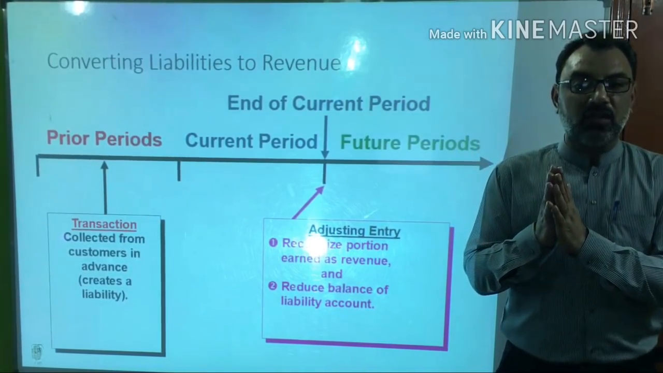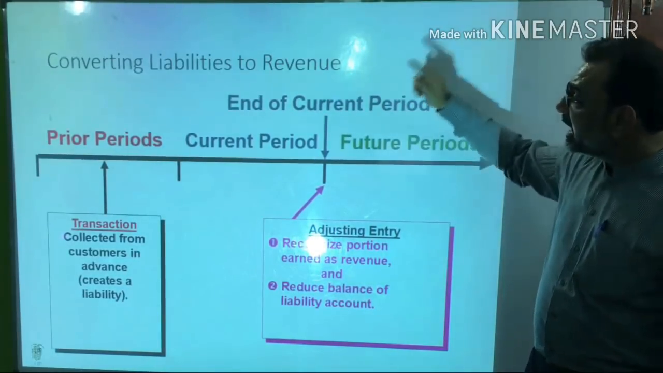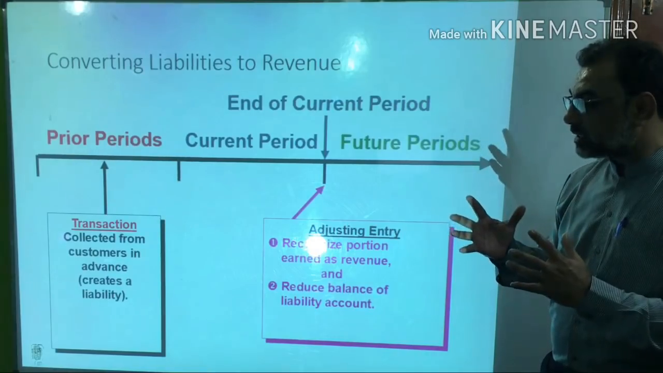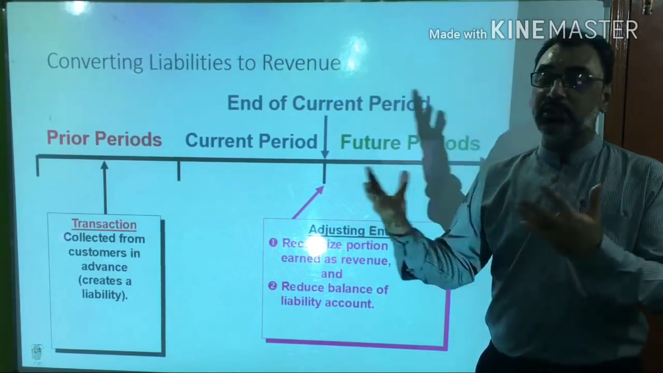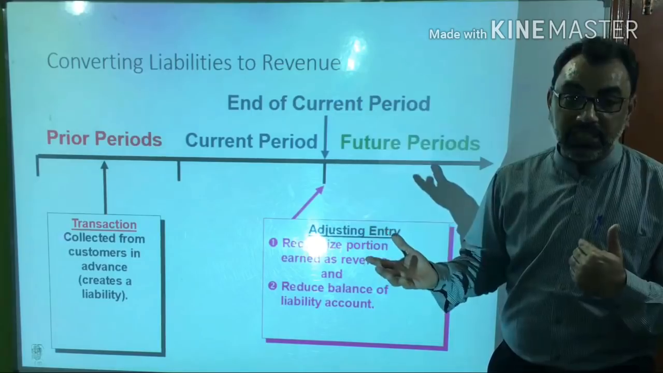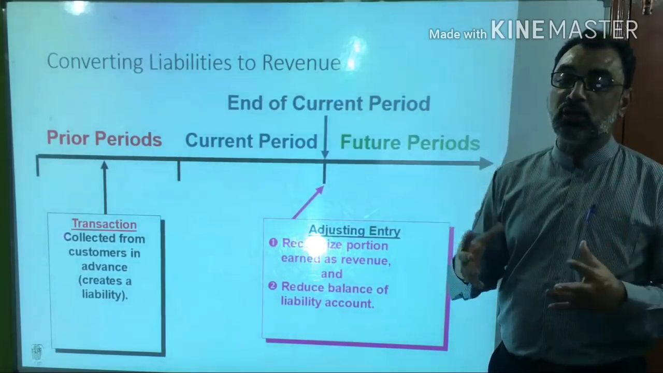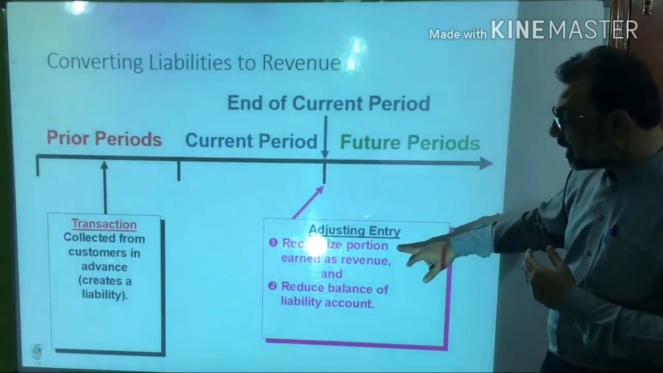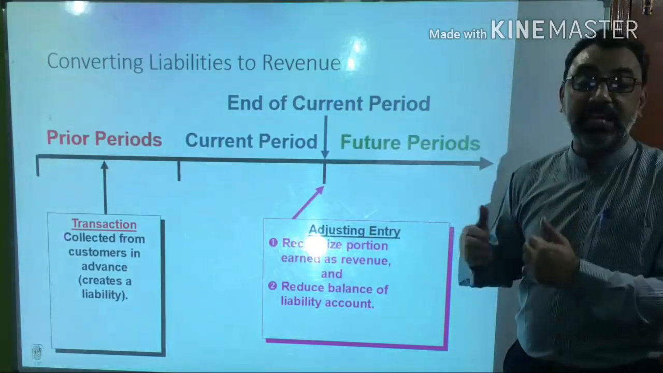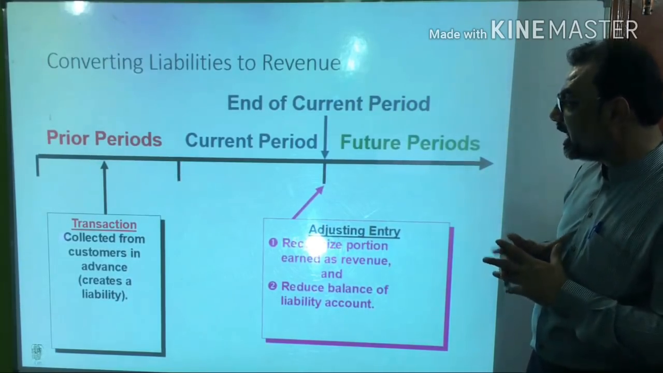This adjusting entry consists of a debit to a liability account, that is unearned revenue, and a credit to the revenue account. So in converting liabilities to revenue, first the transaction is passed when cash is collected from the customers in advance, and it creates a liability. That means you have received the cash in advance from your customers, but you haven't delivered the goods or rendered the services yet. But at the end of the period, when you have rendered the services, or some proportion of the unearned revenue, you will recognize that portion as earned revenue. You will debit unearned revenue and credit revenue earned, so the liability balance is reduced and the earned portion is recognized as revenue.